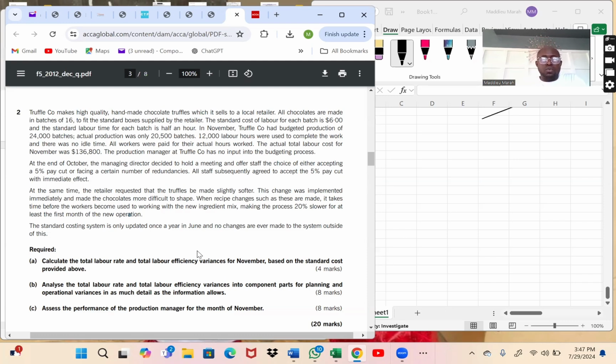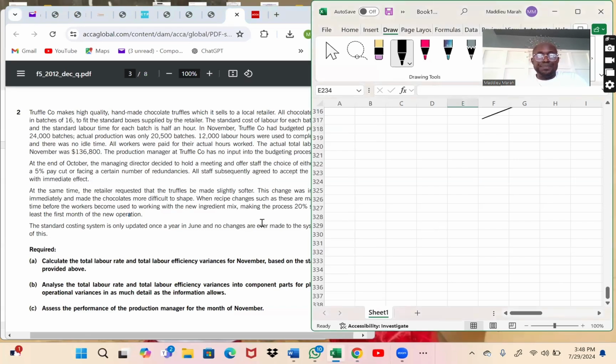Now let's look at this question. This one we just did, ACCA December 2005, was focused on material. Now this is looking at labor. Then B, analyze the total labor rates and total labor efficiency variances into component parts for planning and operational variances in as much detail as the information allows. The same requirements, right? But you know what to do now. Assess the performance of the production manager for the month of November. Can you do this? Can you attempt this?